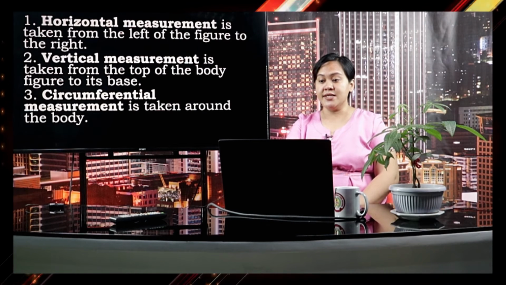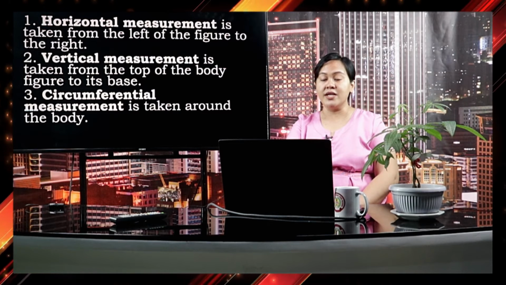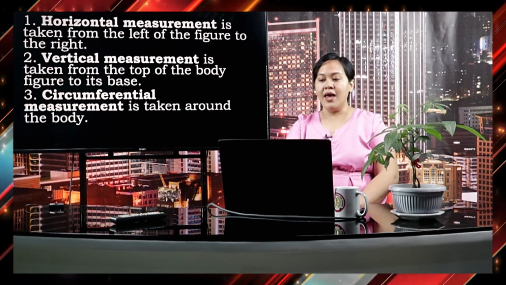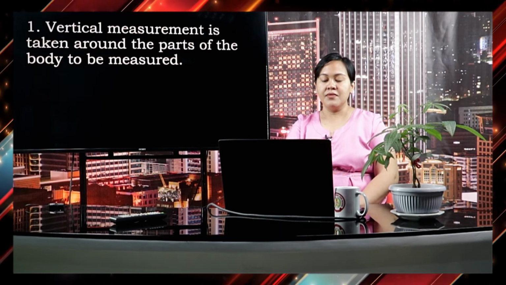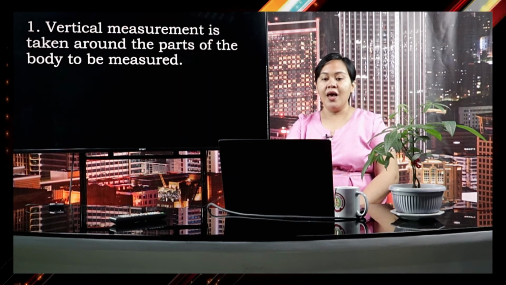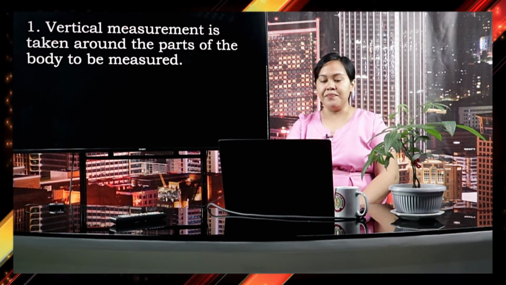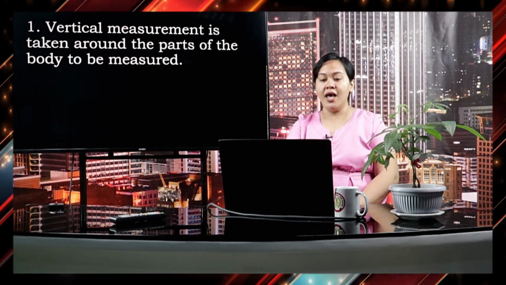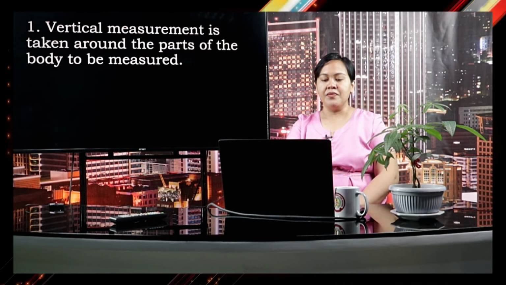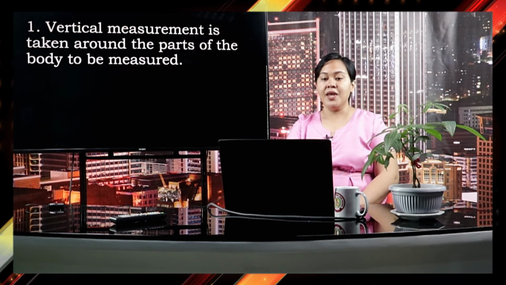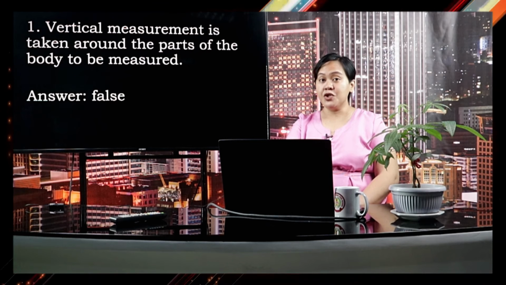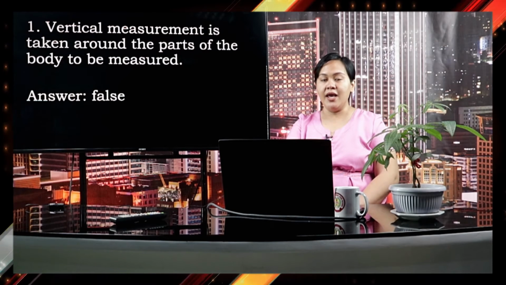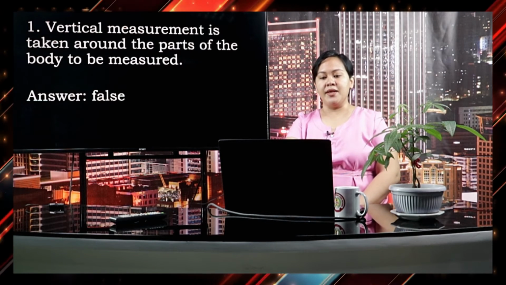Now, during your pretest, you were asked to identify whether the statement was correct or wrong by writing true or false. Now, let's check your answers. For our first statement, vertical measurement is taken around the parts of the body to be measured. The answer for statement number 1 is false. Measurement, which is taken around the parts of the body, is actually circumferential measurement.